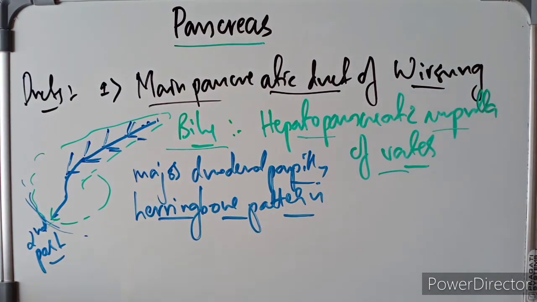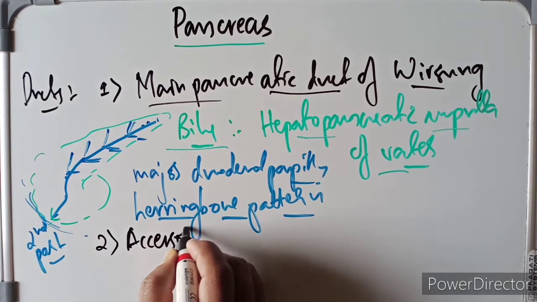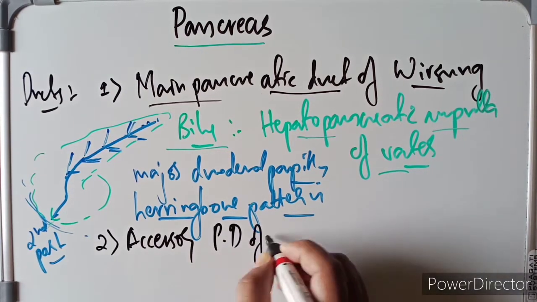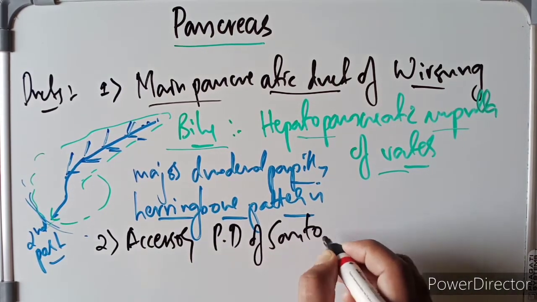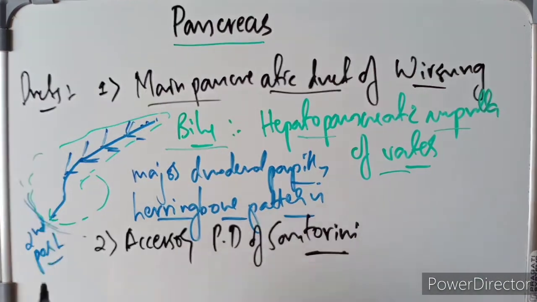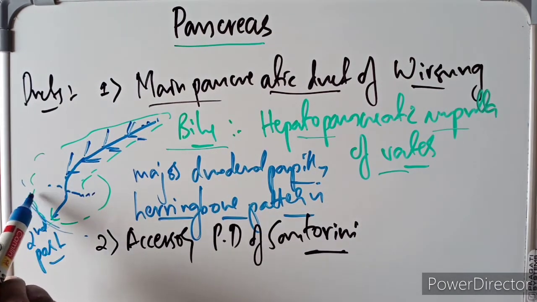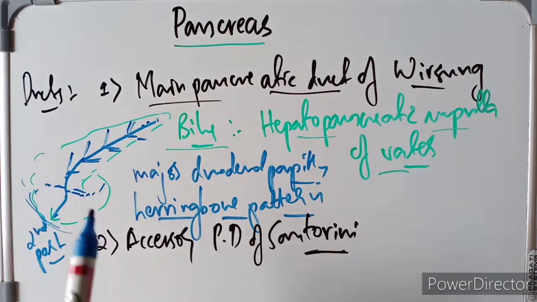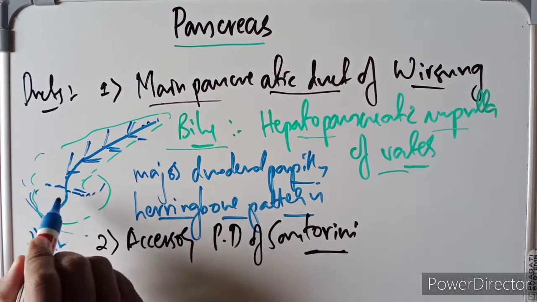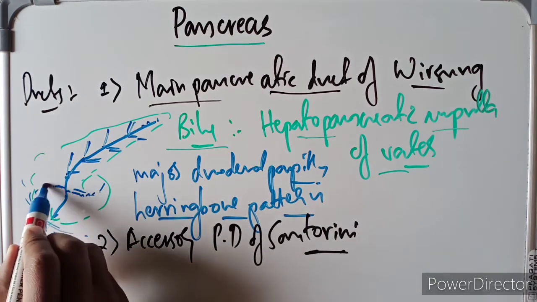Now coming to the accessory pancreatic duct, the second duct is called the accessory pancreatic duct of Santorini. What happens? This duct begins in the lower part of the head and then goes like this. It begins in the lower part of the head and then runs upward and medially, crossing in front of the main pancreatic duct. It will cross the main pancreatic duct and go up.